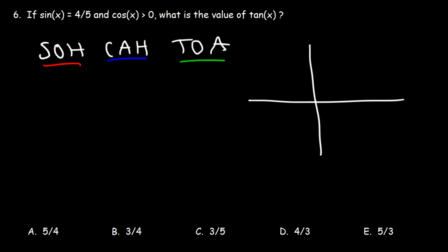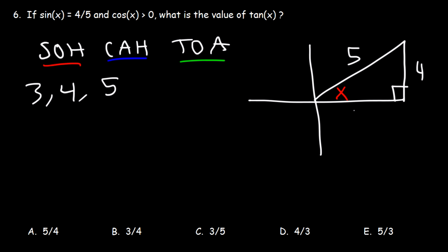But in case you had negative answers, you have to make sure that you have the right quadrant. So instead of theta, the angle is x. Let's put x between a hypotenuse and the x-axis. Sine theta, or sine x, is opposite over a hypotenuse. So on the opposite side, we have a 4, and the hypotenuse is 5. Now this is going to be a 3, 4, 5 right triangle, which means the missing side is 3.